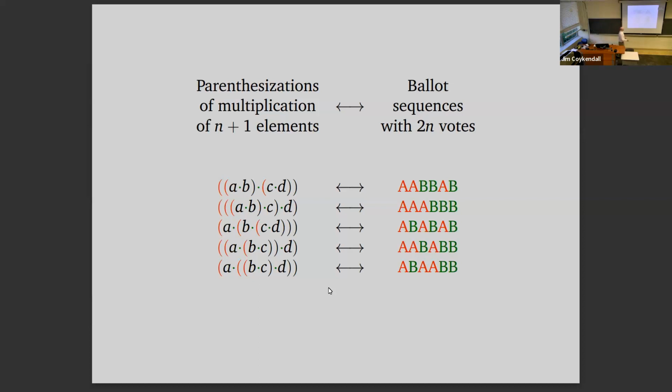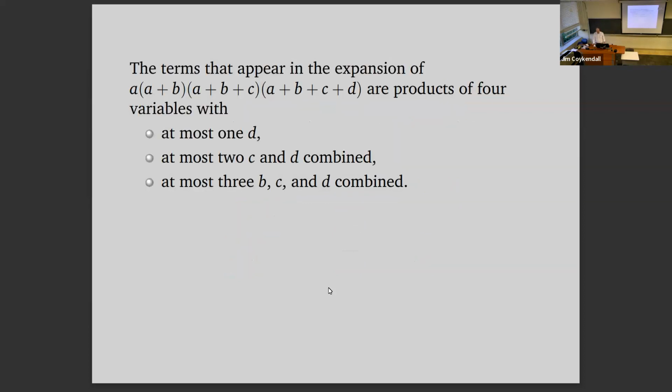So I color coded these in red and green, and these dots are in green here. See what's going on? If you read the left parentheses and the multiplication dots from left to right, it's just, replace the left parentheses with A and the multiplication dots with B. Okay. Let's revisit this example.